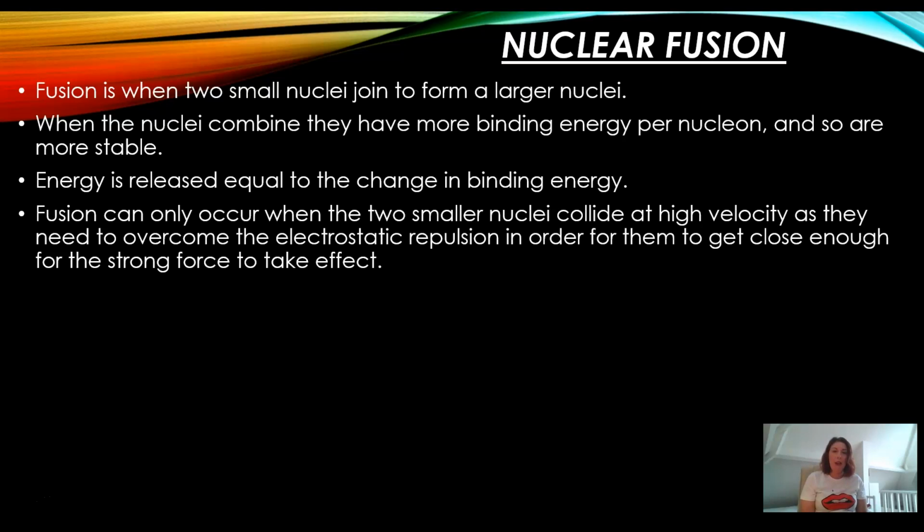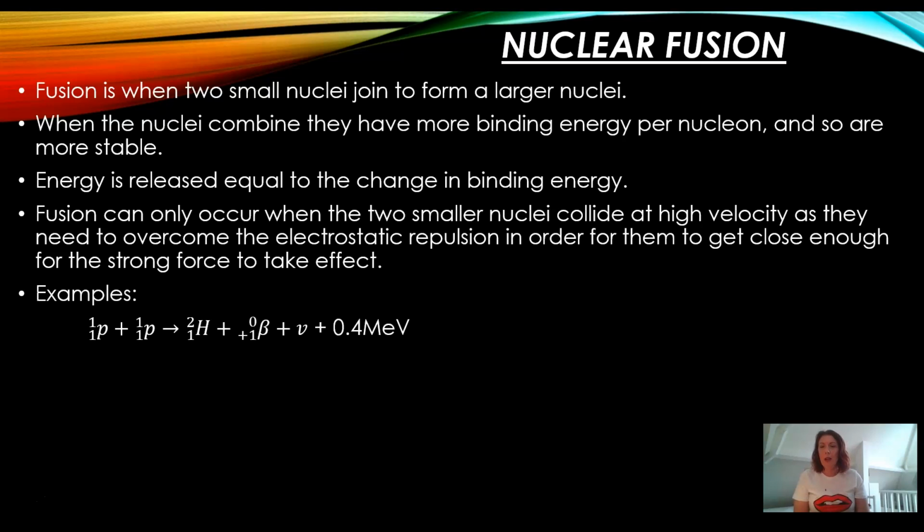Fusion can only occur when 2 small nuclei collide at very high velocity because they're both positive. So you need to force them together. You need to overcome that electrostatic repulsion and get them close enough for the strong force to take effect, about 3 to 4 femtometers. This happens in the sun. These are the reactions that happen in the sun.